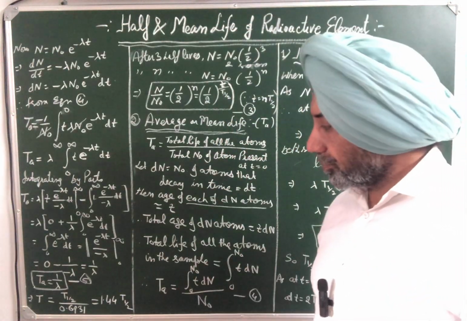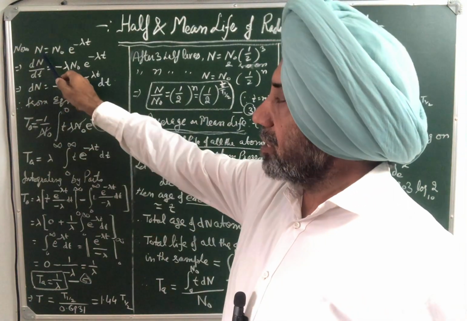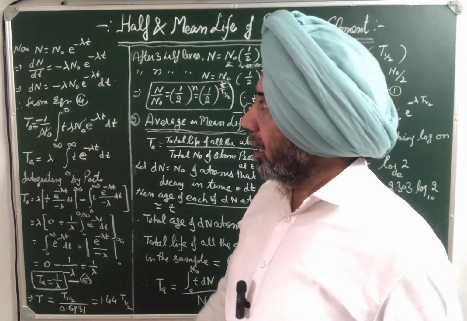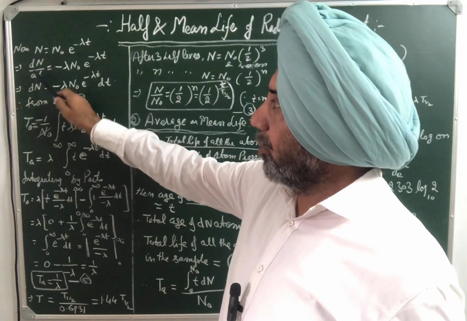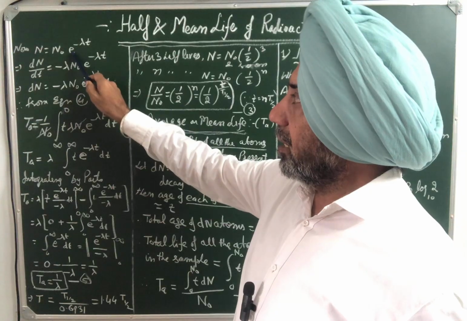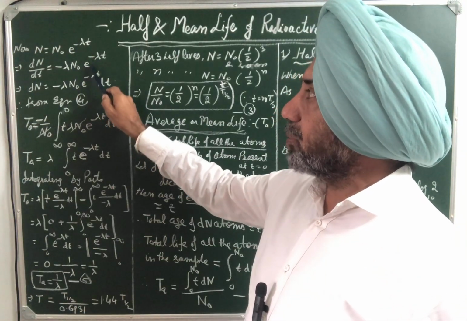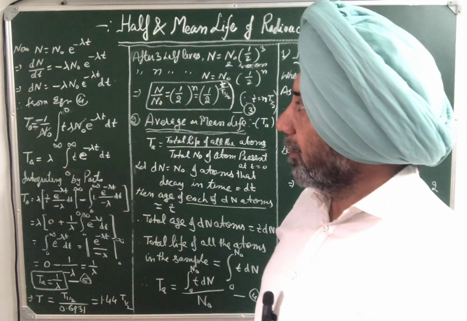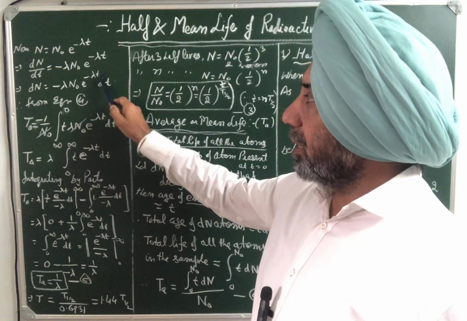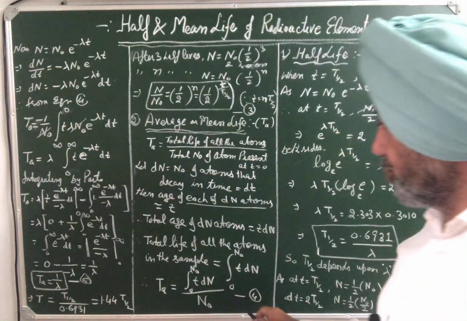To solve it, again we use the radioactive decay law, which is given by N is equal to N0 e raised to minus lambda t. Now differentiating it, we have dN upon dt. N0 is constant as such, e raised to minus lambda t, d by dt will be minus lambda N0 e raised to minus lambda t, or it will be dN is equal to minus lambda N0 e raised to minus lambda t dt. So substitute the value of dN in this equation number 4.